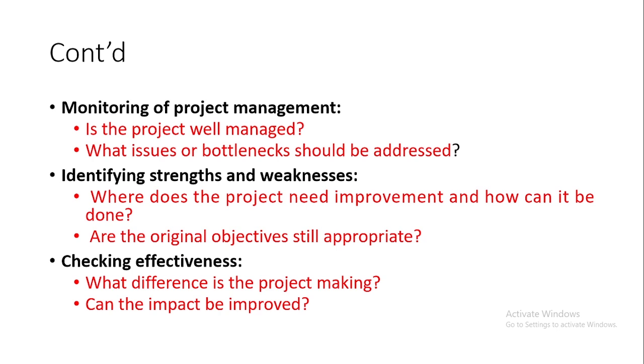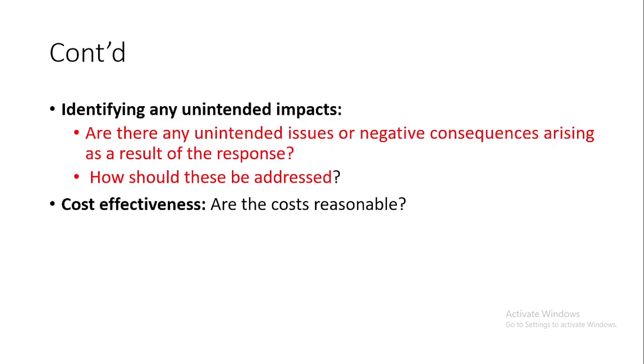Then you check for effectiveness. What difference is the project making? Can the impact be improved? Because there is an impact, but you need more improvement. Can we have more reduced mortality rates, or reduced hunger and people having more access to food? Then you also add monitoring and evaluation to identify any unintended impacts, any unintended issues or negative consequences arising out of this response, and how these should be addressed. Then you're also assessing the cost effectiveness: are the costs used to attend to this disaster or emergency reasonable?